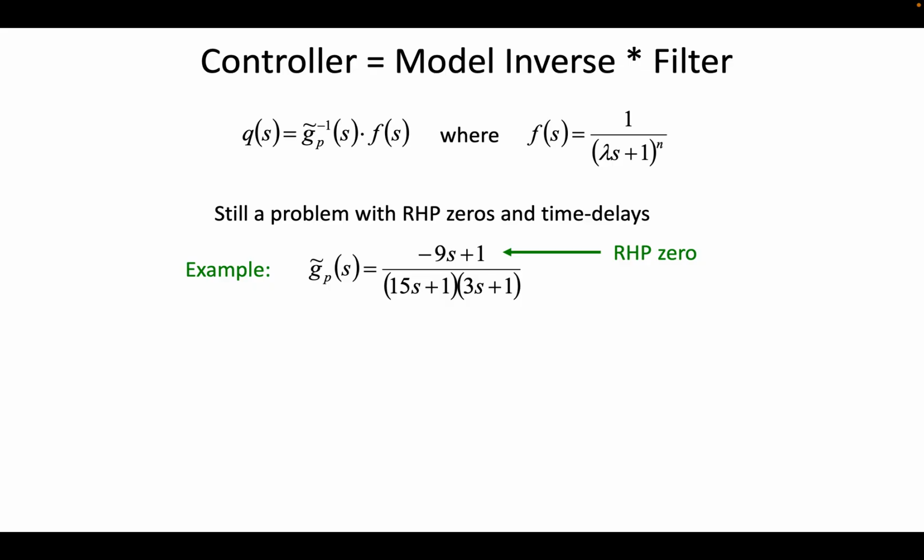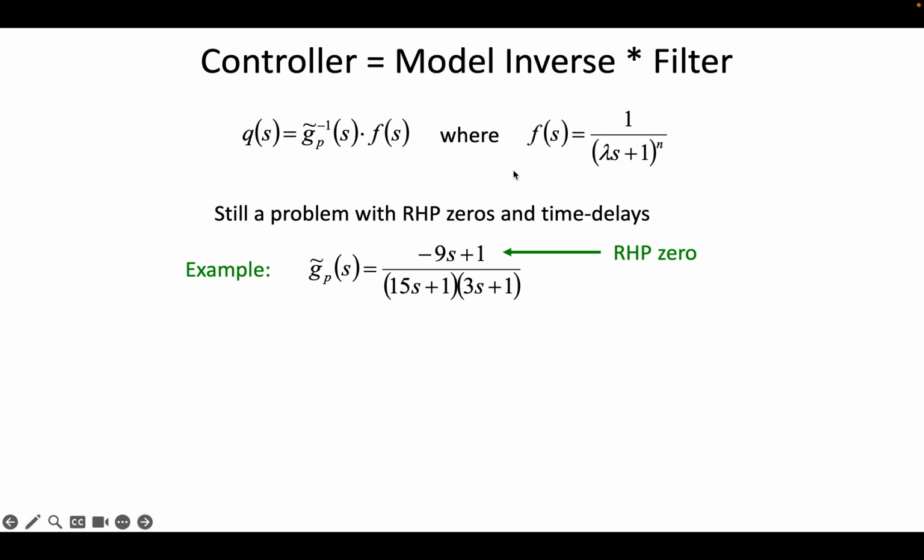Okay, so then to make it physically realizable, we have another step. Let's take the inverse of the process model and then cascade that with a filter. And this is like what we assumed when we went through the direct synthesis procedure and we said, well, we want a response that looks like 1 over lambda s plus 1. So that would be a scenario where this n term, the exponential, is equal to 1.